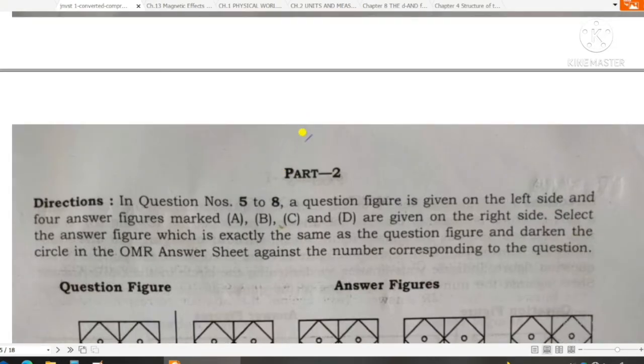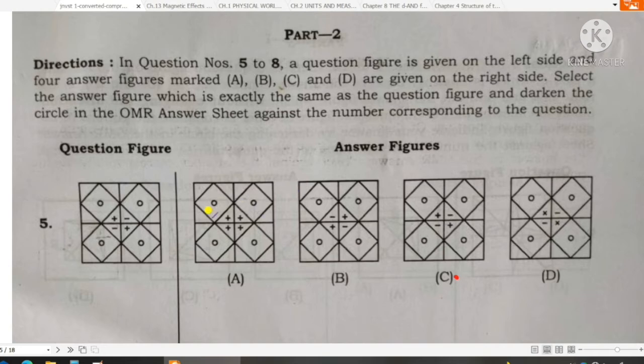Next, part 2. Again, here this is the question figure. One figure is given, and you have to match.